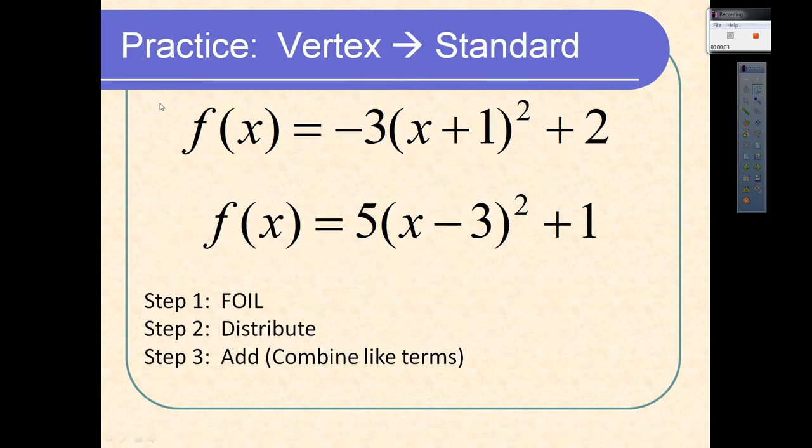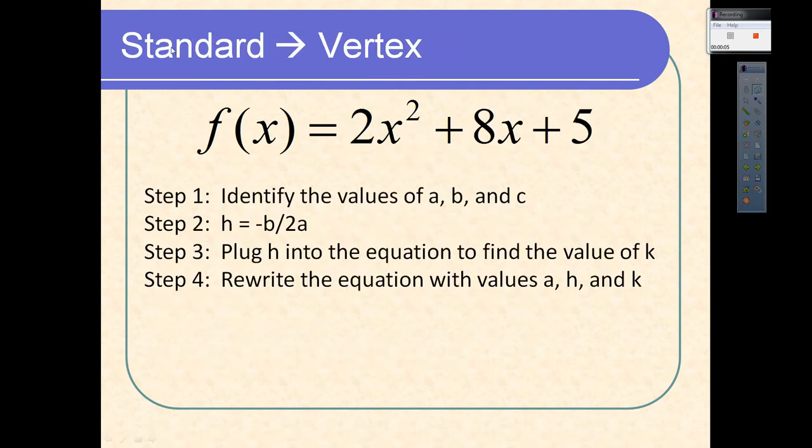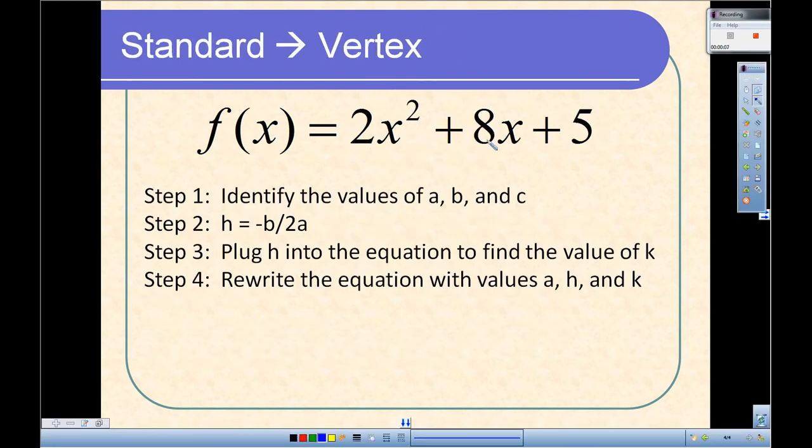Alright guys, now let's look at the opposite. Let's say I give you something in standard form and ask you to convert it to vertex form. Notice the standard form has no parentheses. I want to go to vertex form, which resembles this: f of x equals a(x minus h) squared plus k. Well, the first thing I'm going to do, step 1, is identify what a, b, and c are. A, in this case, is 2, b, in this case, is 8, and c, in this case, is 3.